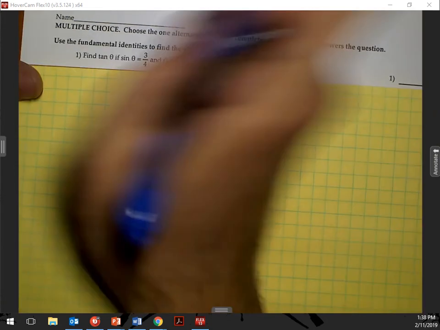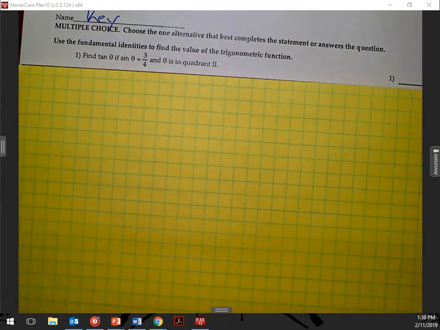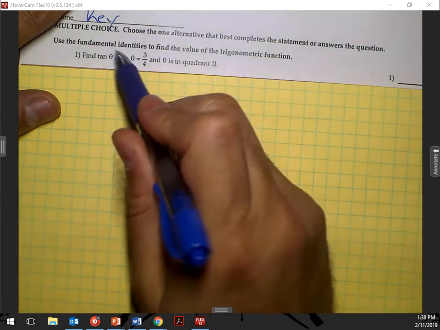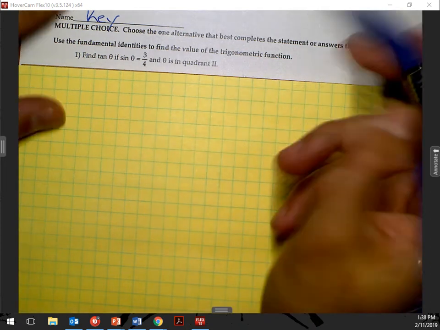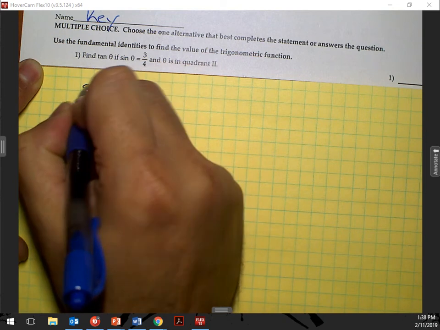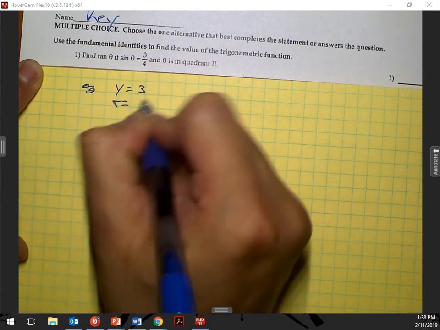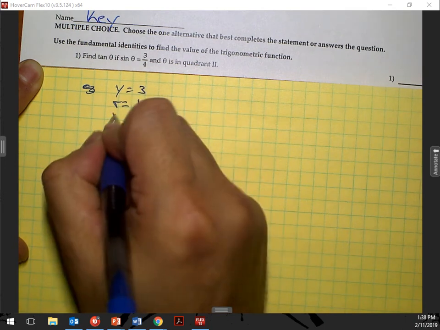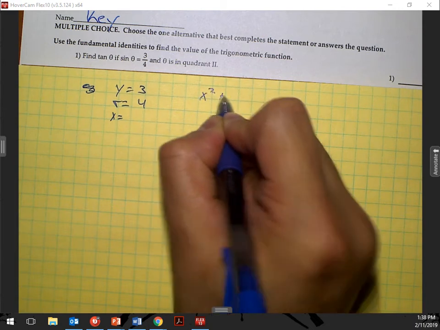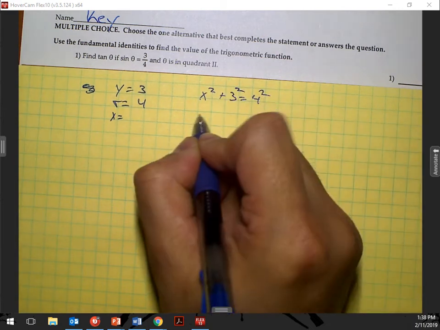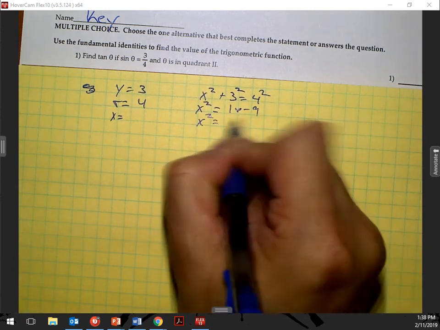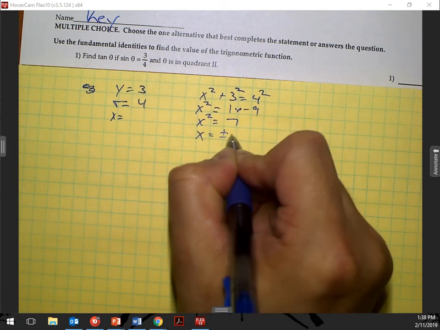This one right here, let's take a look. So this is going to be the multiple choice review also. So find tangent if sine theta is 3 over 4. We know that sine is what over what? Okay, so y is 3, r is 4, and x is... So let's do the Pythagorean Theorem. So x squared plus 3 squared equals 4 squared. X squared is equal to 16 minus 9. X squared is equal to 7. X equals plus or minus square root of 7.